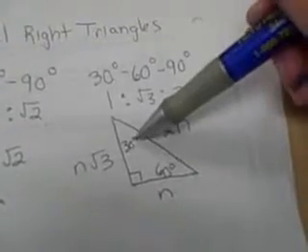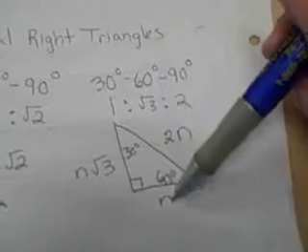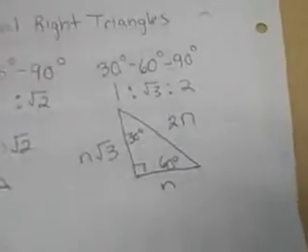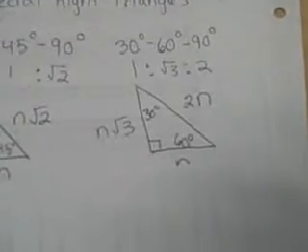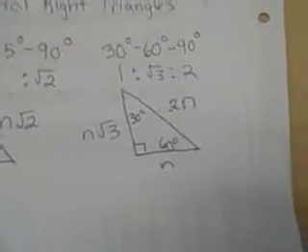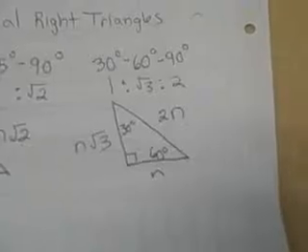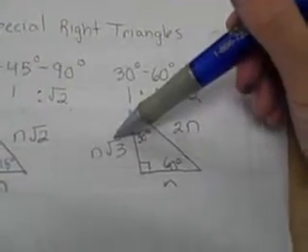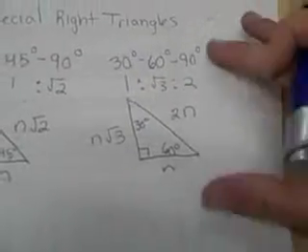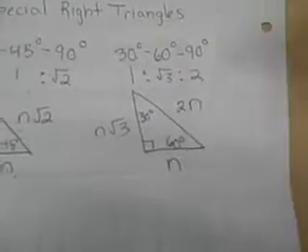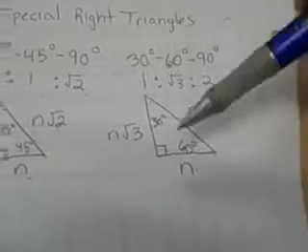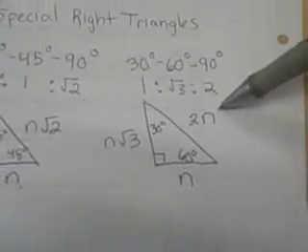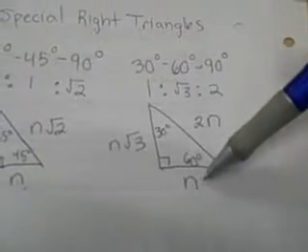Okay, 30 degrees is our smallest angle, so across from it is going to be our smallest side. Then we have 60 degrees. Across from 60 degrees is n times the square root of 3, which means that this side is exactly square root 3 times bigger than our shorter side, than this one. And then lastly, across from our 90-degree angle, we have 2n, which means that this side is exactly twice as big as our smallest side.